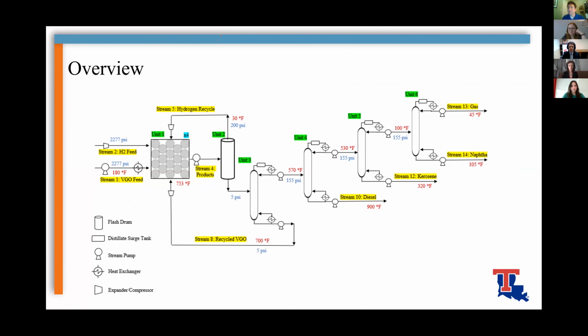So here is an overview of our system. We have fresh hydrogen coming in along with fresh VGO. Our reactor is operating at 753 degrees Fahrenheit and a pressure of around 2300 psia. After the hydrogen and VGO are reacted, the product stream goes into a flash drum that further separates out the hydrogen to recycle. And then the bottom product goes into a series of 4 columns to separate out the various cuts: the diesel, kerosene, naphtha, and gas. And then the VGO is also recycled.